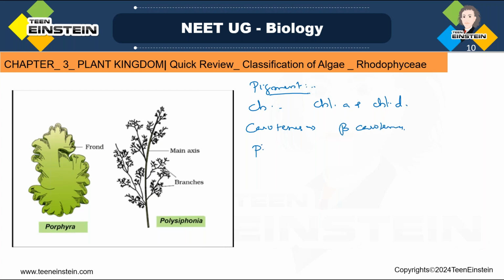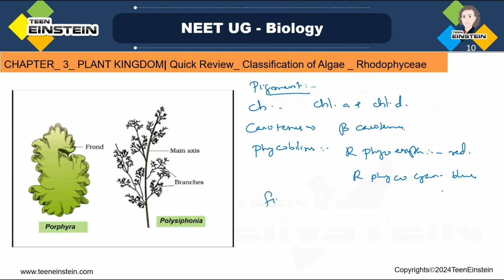Then phycobilins. The pigments are R-phycoerythrin and R-phycocyanin. R-phycoerythrin is red in color, and R-phycocyanin is blue in color. So on the basis of pigments, this red algae is similar to blue-green algae. Blue-green algae also have the same pigments, and red algae is the deepest algae, which is found in the depth.